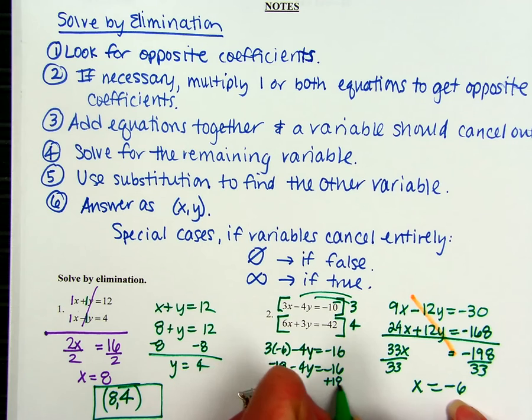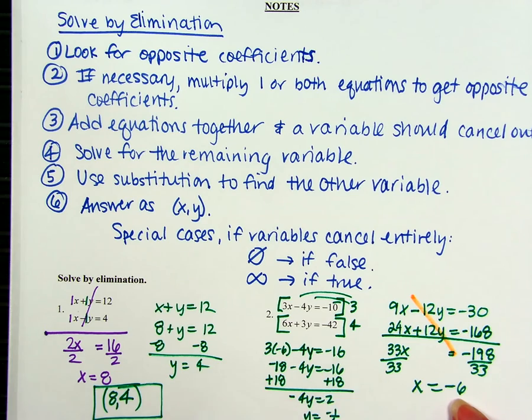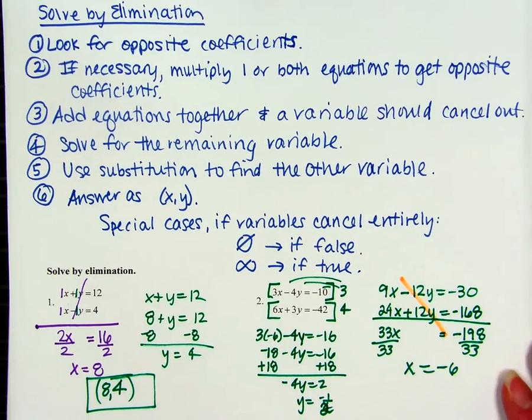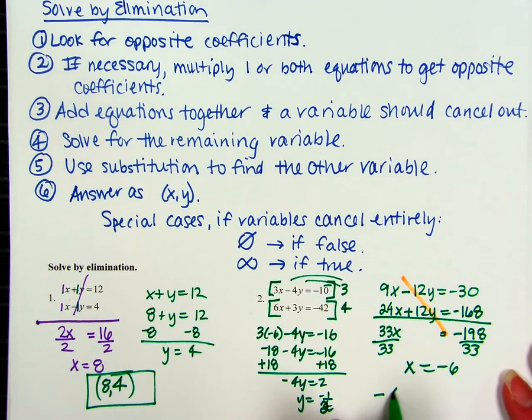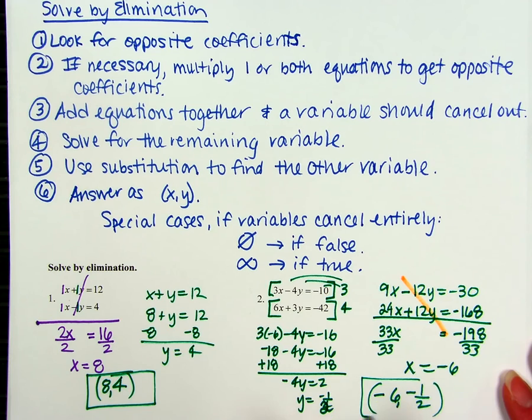Add 18 to both sides, and I get negative 4y equals 2. So if I divide both sides by negative 4, I get negative 1/2. All right, so my final answer is negative 6, negative 1/2. Now, I would say that that's probably the hard way to do the problem.